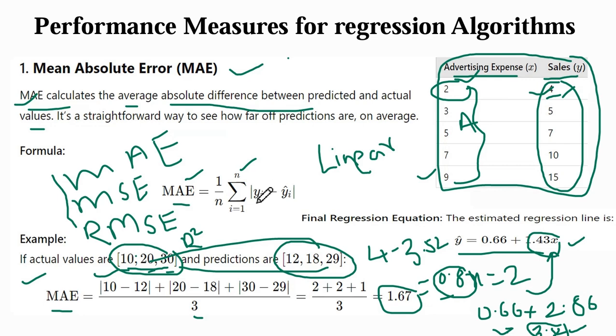So that is the first metric to evaluate the performance of the model. This is called the mean absolute error. When we say the model is good, if this value is low, then we can say that the model is the best. If this value is more, then we say that the model is not good. Based upon this value, we are evaluating the model.